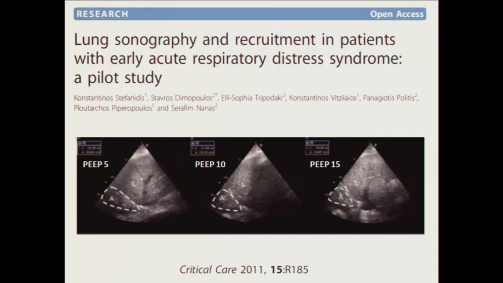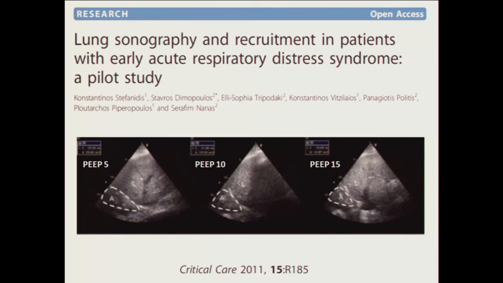And last point, if we define recruitment as a decrease of deaerated, non-aerated lung tissue, for sure this is not related with a change in lung ultrasound score, because lung ultrasound score is a score of aeration. Anyway, we can try to measure the derecruited lung by lung ultrasound, just measuring the area of consolidation.